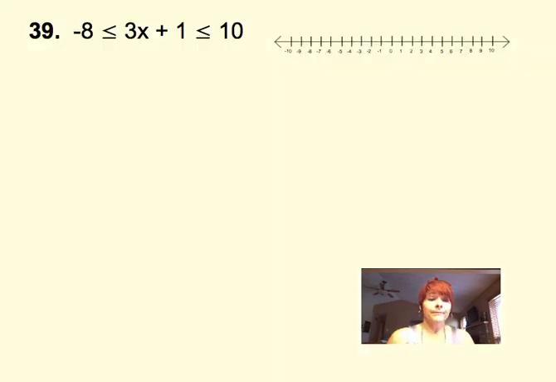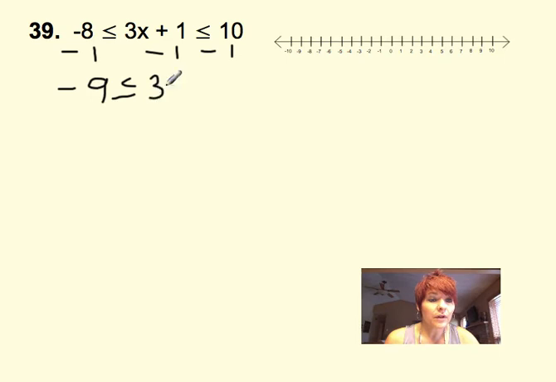Number 39. This one works very much the same as number 38. We need to subtract the 1 first. So I'm going to subtract 1. Make sure you do that from all 3 things. So I've got negative 9 is less than or equal to 3x is less than or equal to 9.